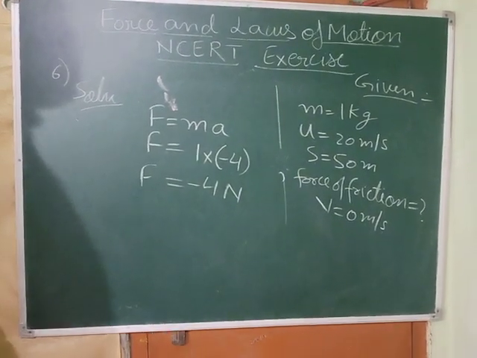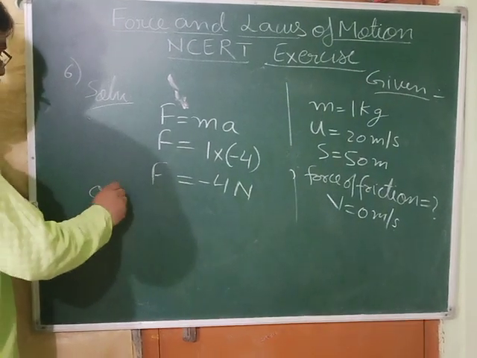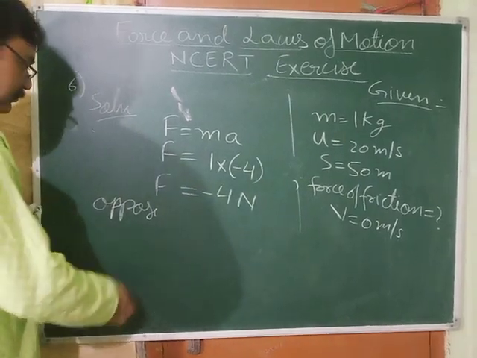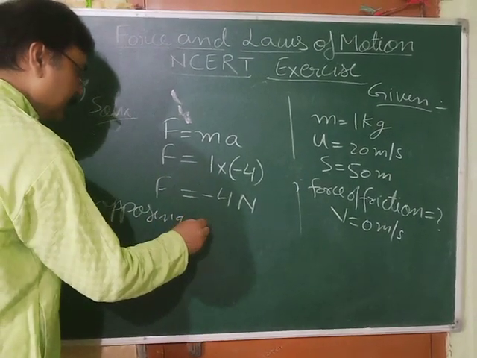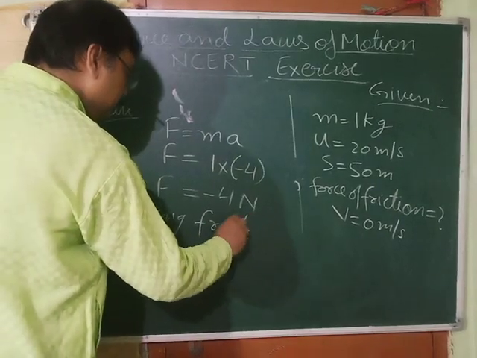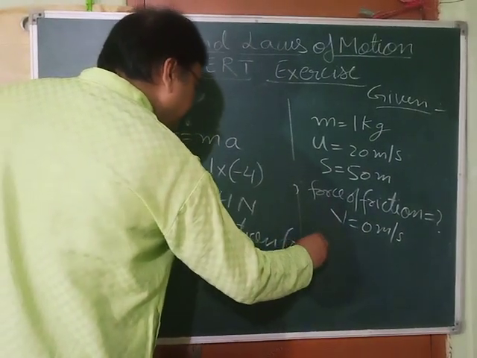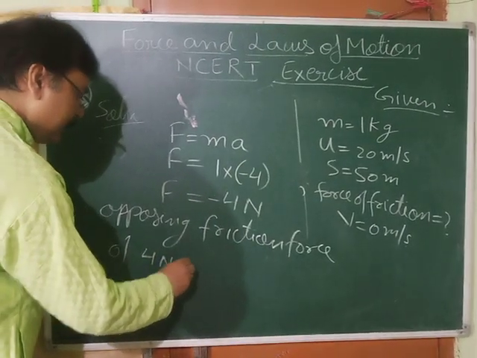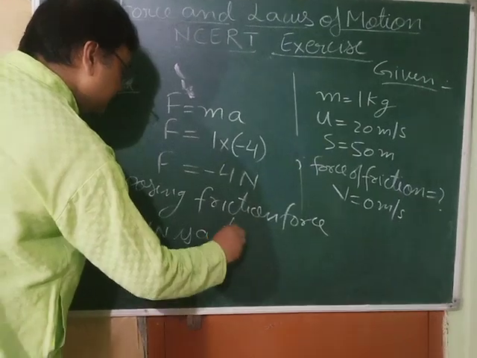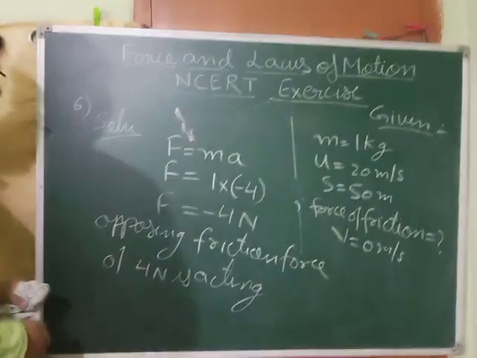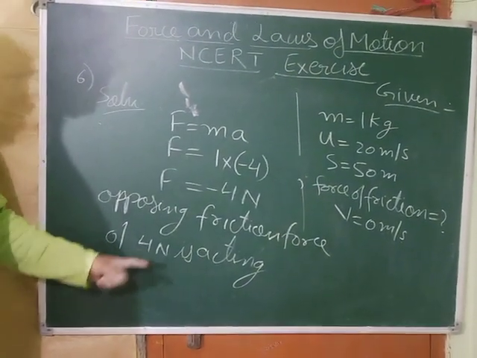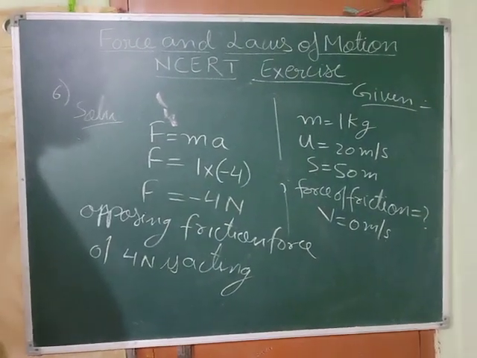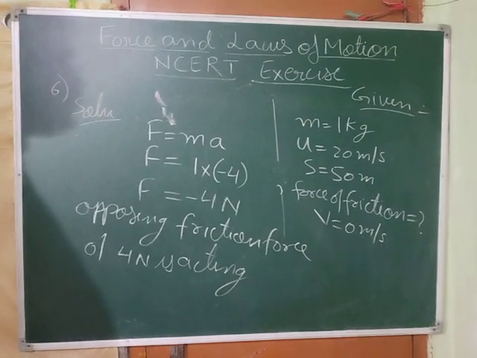So if you are writing opposing friction force of 4 Newton is acting. As I have written opposing, I have not put the negative sign. If you are not going to write opposing, then you have to write friction force is minus 4 Newton. So this is the solution of question number 6.